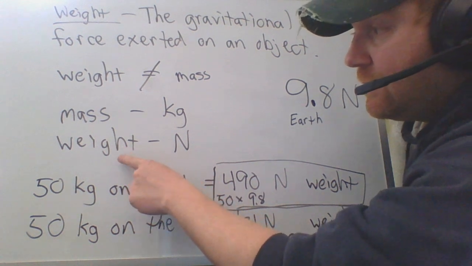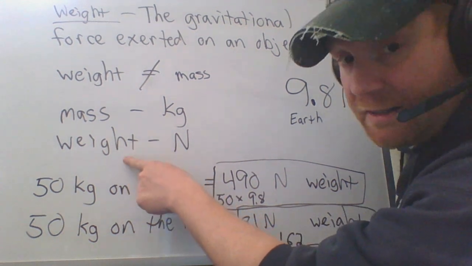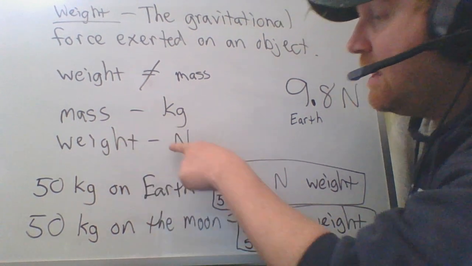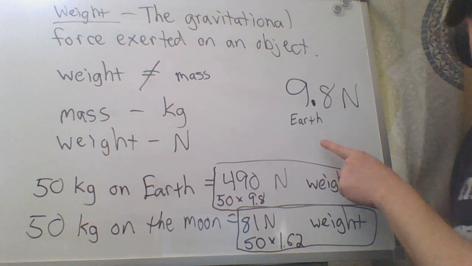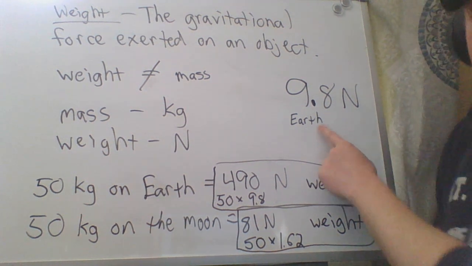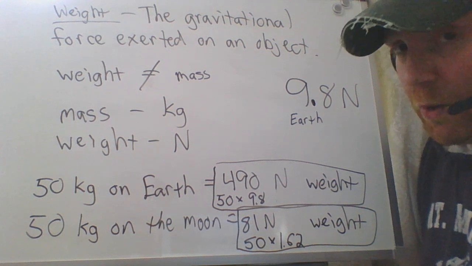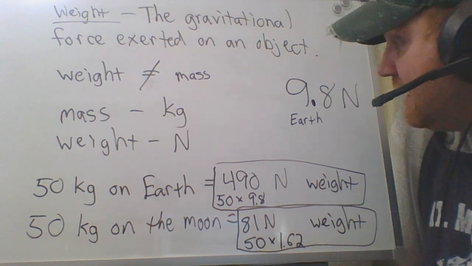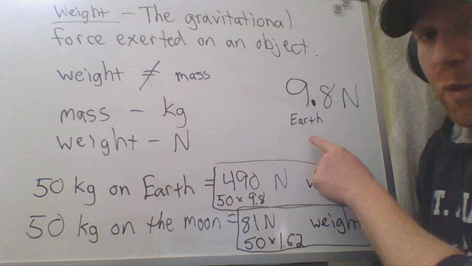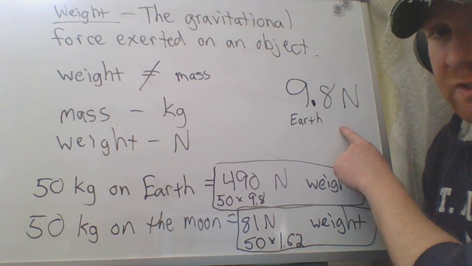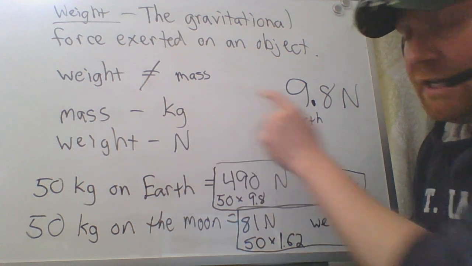The standard unit for weight, because again, weight is a force, because that's what this section is all about, is measured in newtons. I want to direct your attention here because we're all on planet Earth and the majority of us are never leaving this planet. The force of gravity on Earth is 9.8 newtons for every single kilogram.